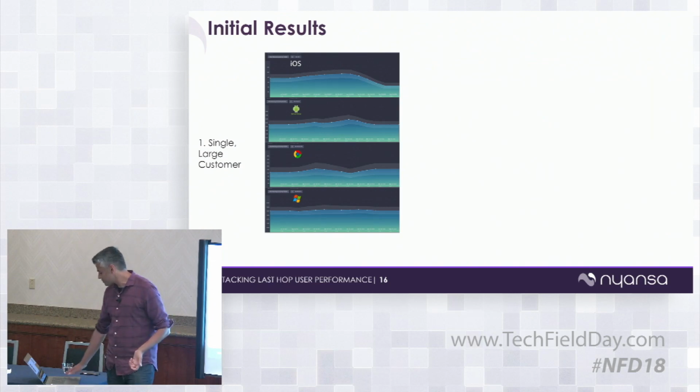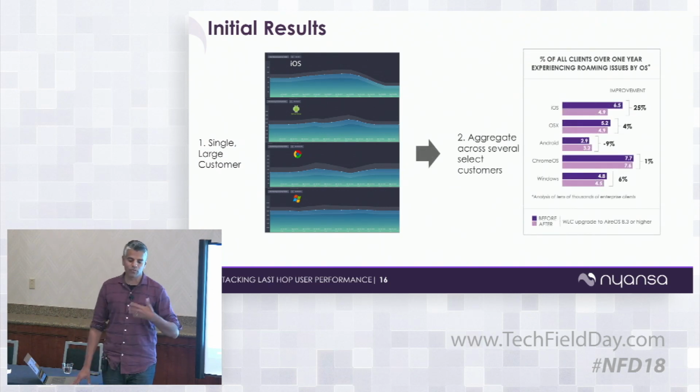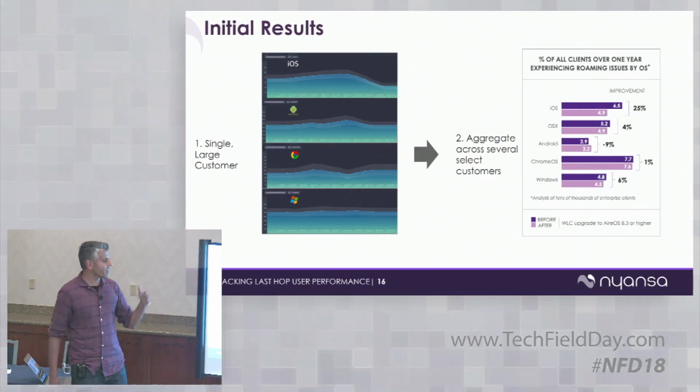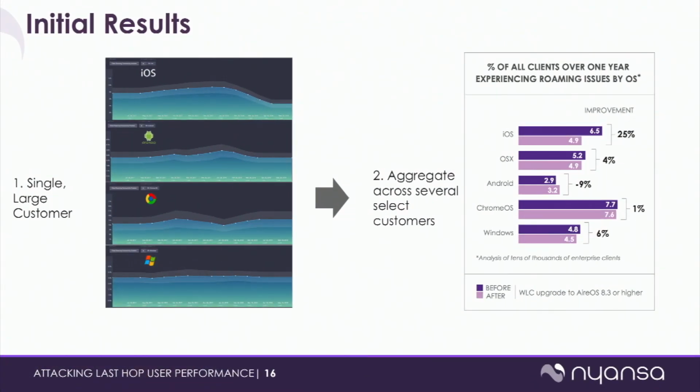And so then we went one step further, and we aggregated across many customers that had this feature of 8.3, 8.5, that kind of thing. And overall, we found very similar results. 25% improvement in iOS. The other operating systems, OS X, it's supposed to help OS X too, but I just didn't see that necessarily. And Android, Chrome, Windows, not very much change at all, right?